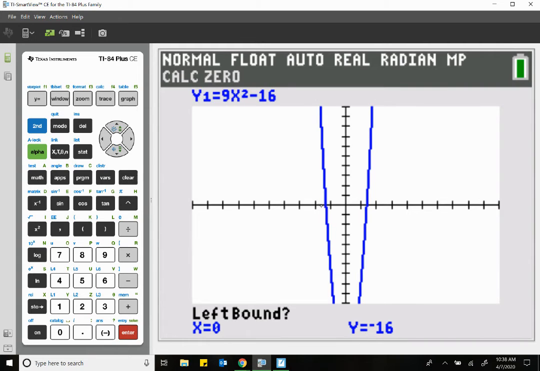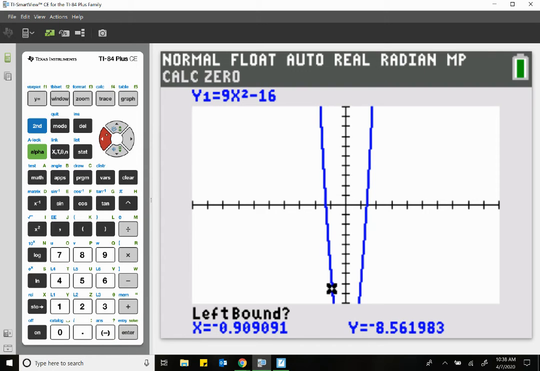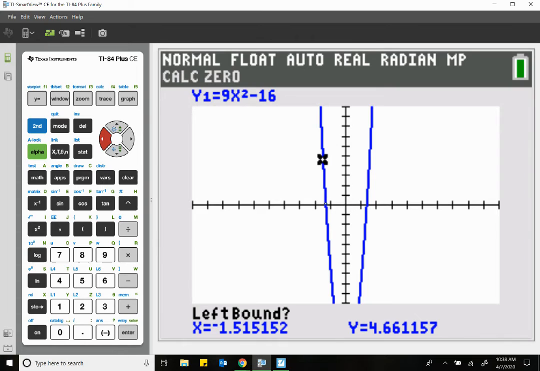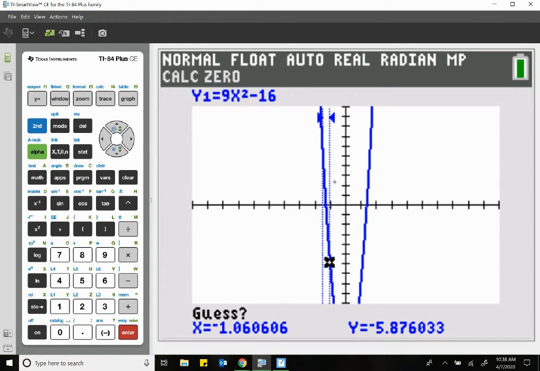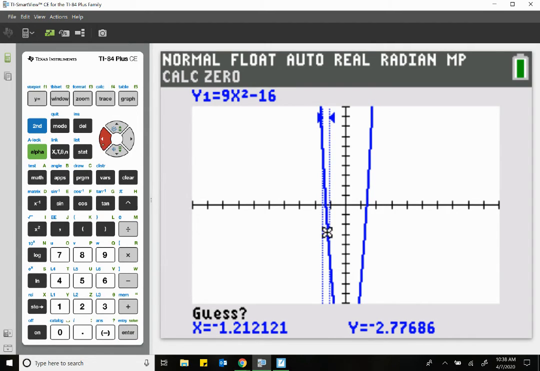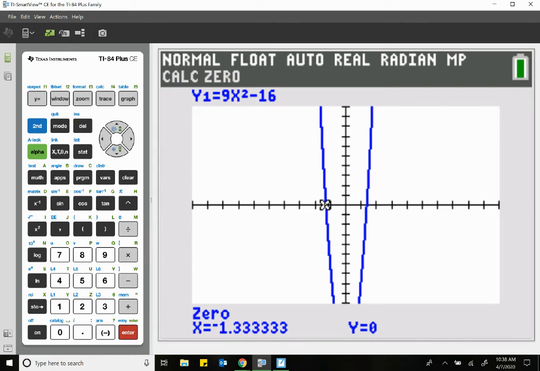Let's do the negative side first. So I need to be to the left of it. I'm going to scroll back. Eventually you'll see your cursor. See how it's jumping? So I'm definitely to the left of this now. Hit enter. There's my arrow. Right bound: scroll past it. Hit enter. There's my other arrow. So my calculator knows somewhere between these two arrows is the answer. Now we scroll up. Try to be as close as you can to it. That's as close as possible. Hit enter. And there is your x-intercept on the negative side.